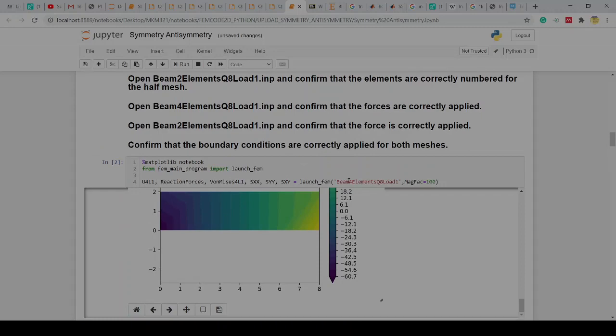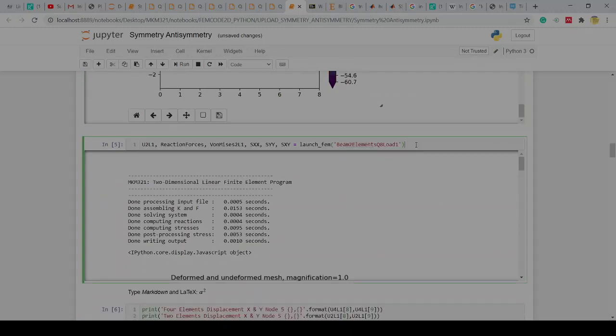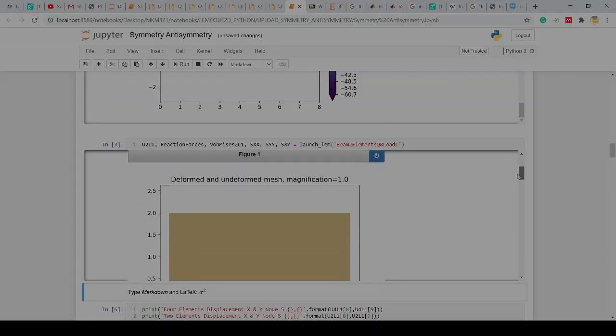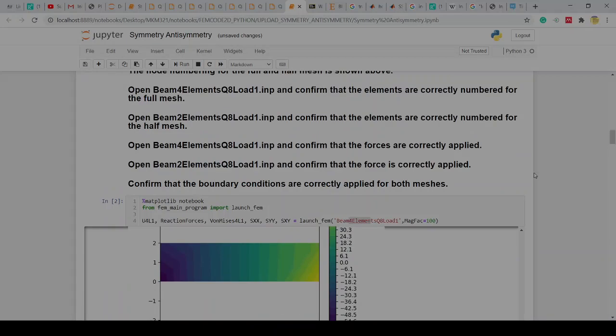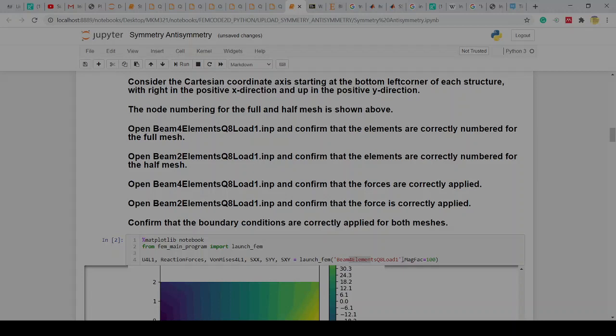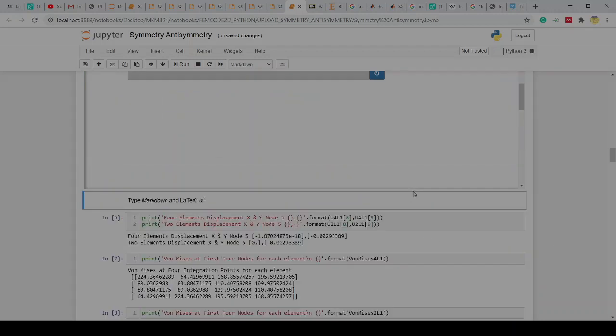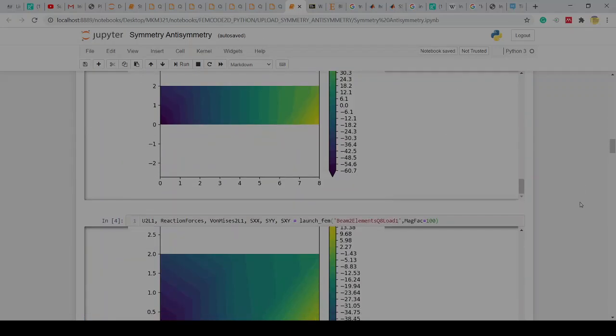Just take note, this was the 4 element solution. Now I take the 2 element solution and I run this as well. And now you can see for yourself what you see here. Okay, so that's the magnification factor of this. Let's just make the magnification factor the same, otherwise it's not great to compare. Just want to show you here.